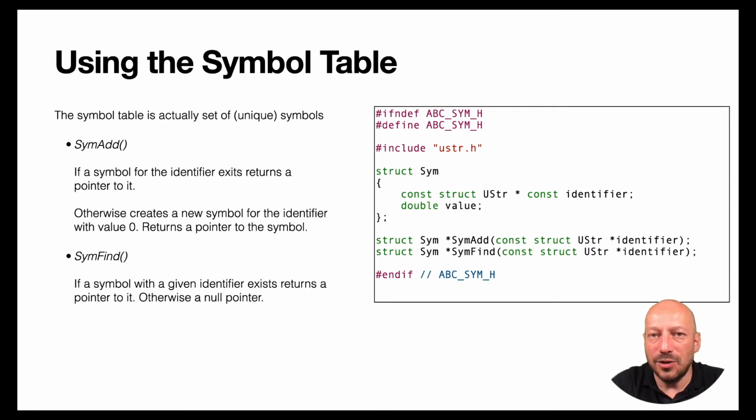Then another function, symFind, can be used for looking up a symbol for a given identifier. If this symbol actually exists, you get back a pointer to this symbol, and otherwise the null pointer. So that means if you want to have, in the case of an unknown identifier, a new symbol with default value 0, you have to combine these two functions. Okay, now let's implement this symbol table.